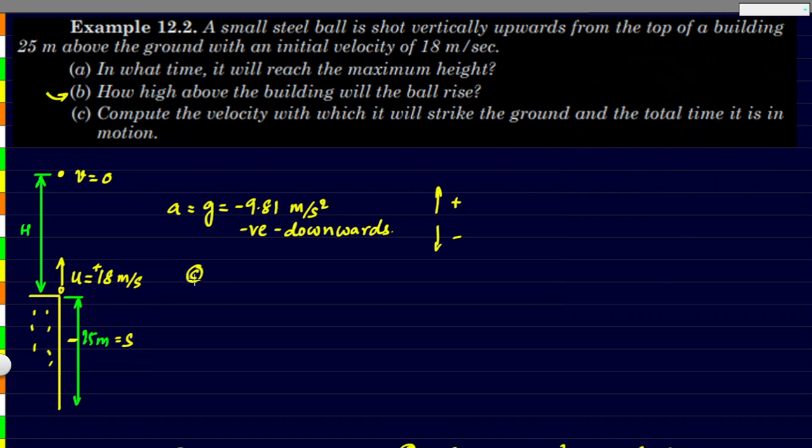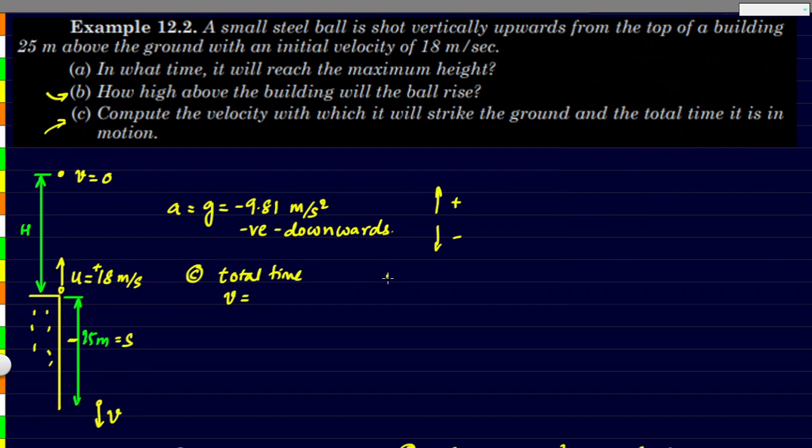Now let's go for the C bit over here, and the C bit is asking us to compute the velocity with which it will strike the ground and the total time for which it is in motion. So we've got to find the total time, and we need to find the final velocity. So this is not the final velocity that we are taking up. So we've got to take the final velocity over here, and this will be in a downward direction. And of course, we need to find the total time for which it's going to be in motion.